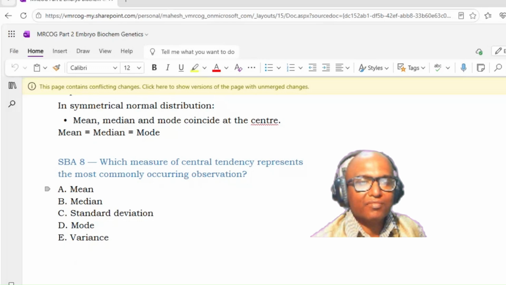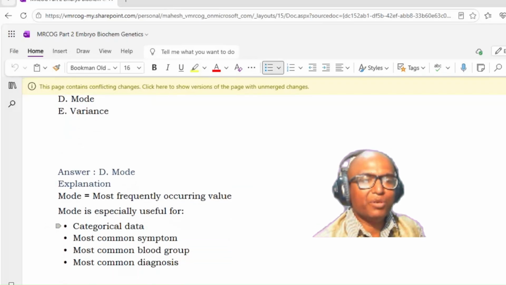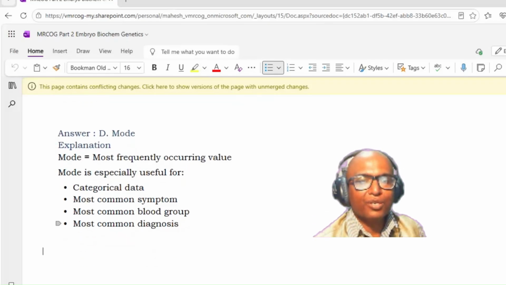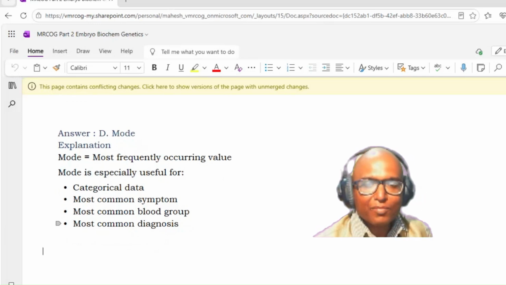Which measure of central tendency represents the most commonly occurring observation? A mean, B median, C standard deviation, D mode, E variance. The answer is D, mode. It is the most frequently occurring value. Mode is especially useful for categorical data: most common symptom, most common blood group, most common diagnosis. If you get such questions, you go for mode. So that finishes today's topic of measures of central tendency. Thank you.